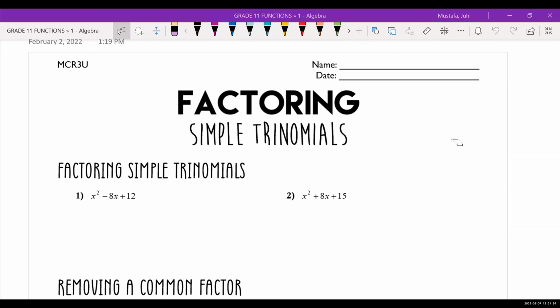So for simple trinomials, if you look at your orange chart, this is part of your 3-term questions. Anytime you have 3 terms, it's called a trinomial, and we split them up as simple trinomials and complex trinomials. Simple trinomials are the easier ones, and the reason why is because there's no number in front of x squared. The number in front of the x squared is just a 1.